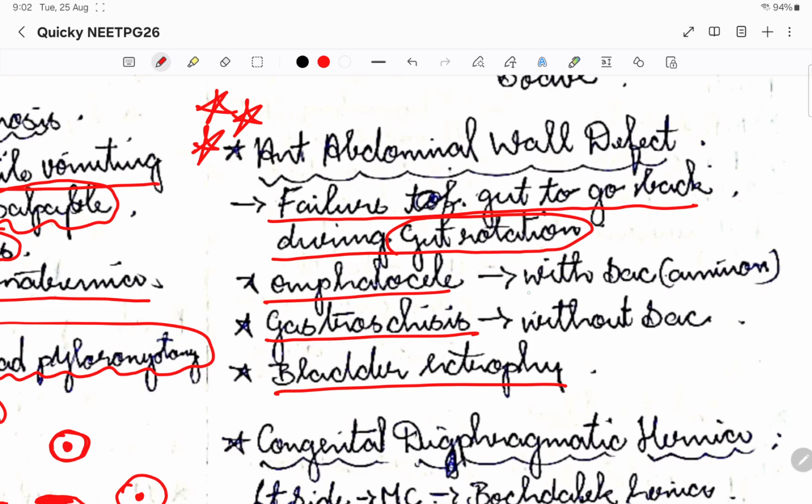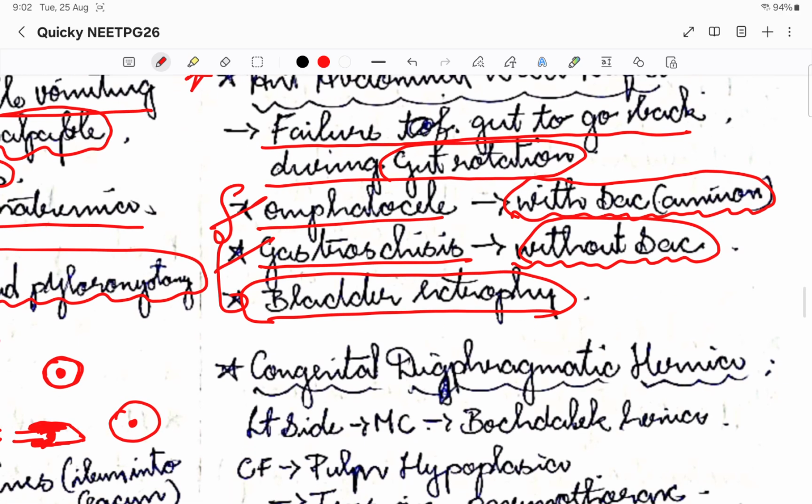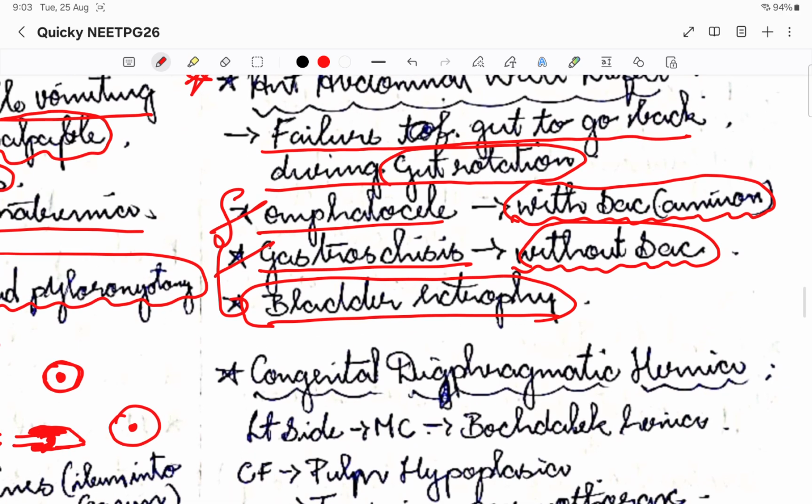So if there is a sac along with the gastrointestinal tract, it is going to be omphalocele, whereas if there is no sac, it is going to be gastroschisis. Okay, so these are the two differences you must know. The most commonly asked question is with regard to bladder exstrophy. Please go and see image based questions on this. Just type in Google and you will be able to see omphalocele, gastroschisis, and bladder exstrophy. It was an image based question that was asked.